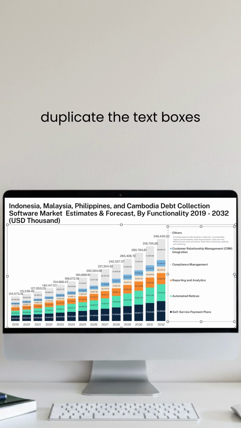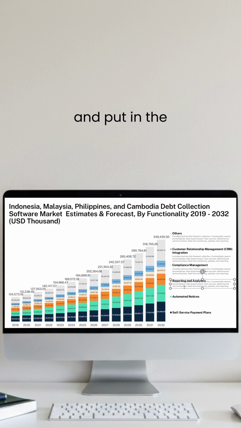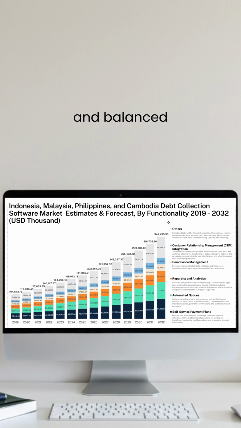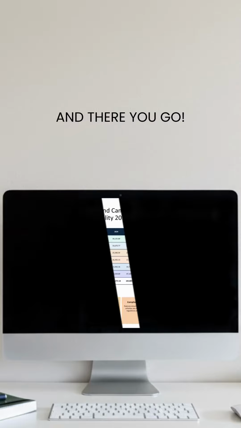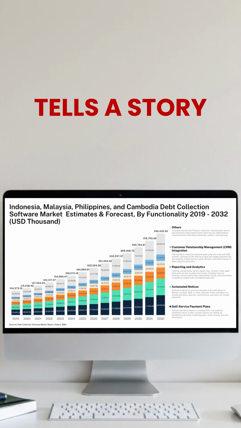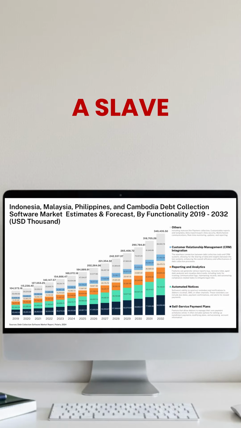Once you're happy, duplicate the text boxes for the other functions and put in the corresponding definitions. Keep editing until all the elements are aligned, your slide looks neat and balanced. And there you go. We went from this naive slide to this masterpiece. Clean, clear, and tells a story. So always remember, don't be a slave to your slide.